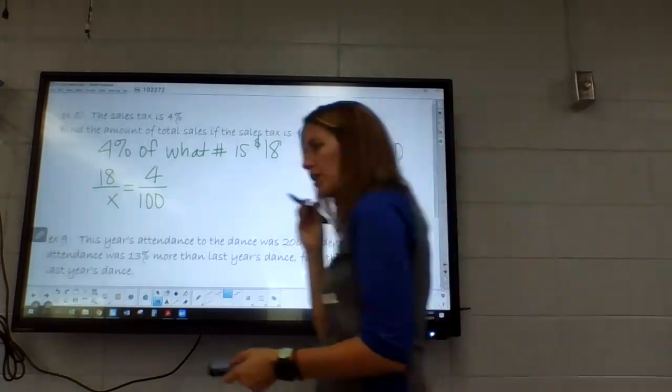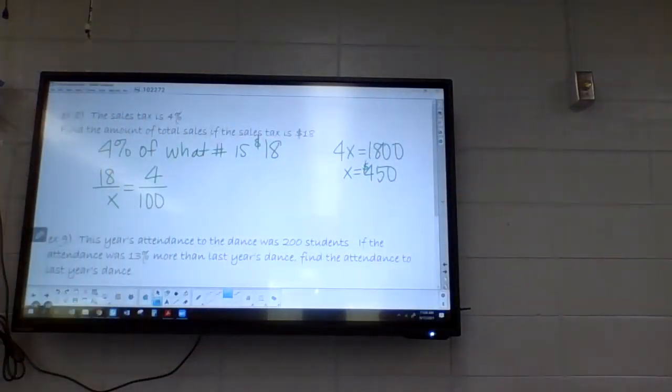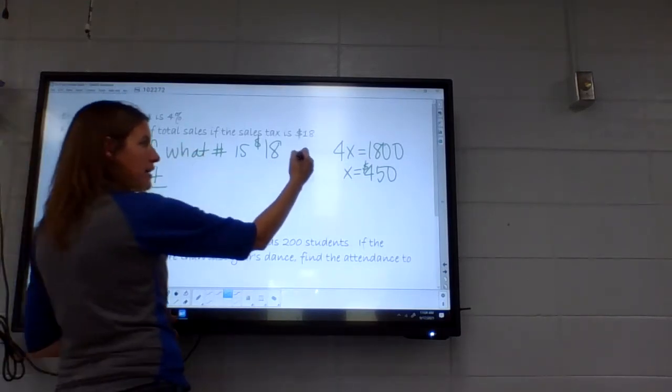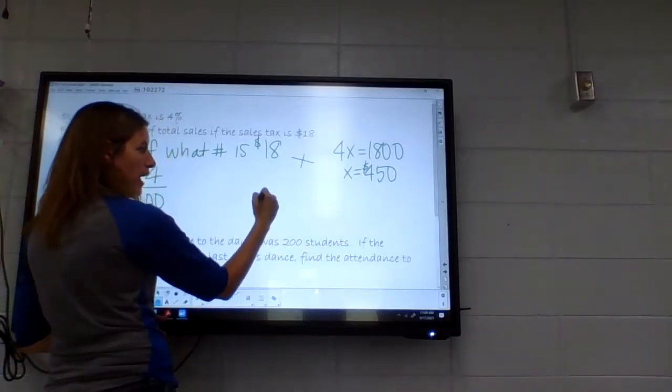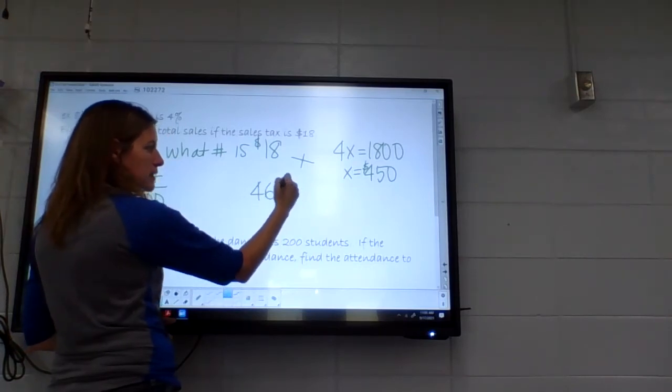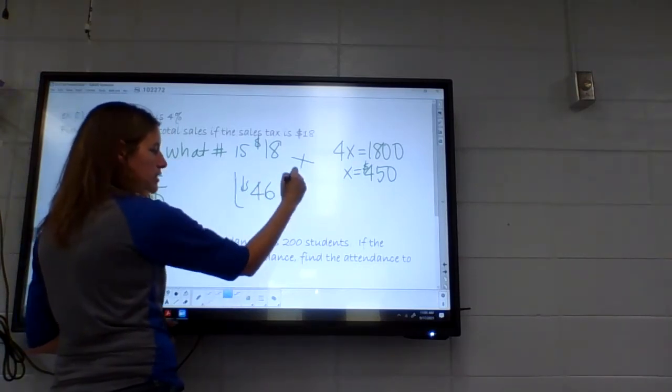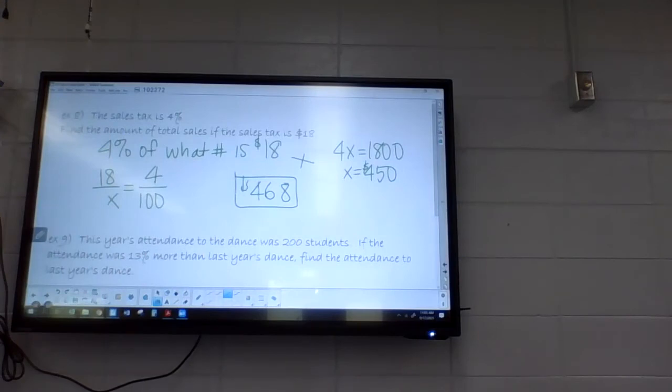So that's $450. Now is that going to be the total amount I pay? No, that was the price of the original item. This is the sales tax, so we have to put those two together. So it ends up being $468 for the total cost. We found the sales tax, we knew the sales tax, we found the original amount, and then we found out what the final was.